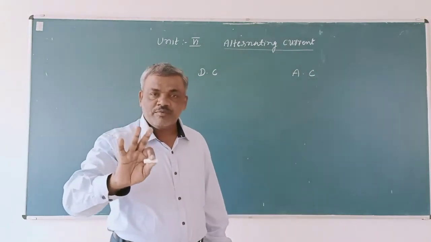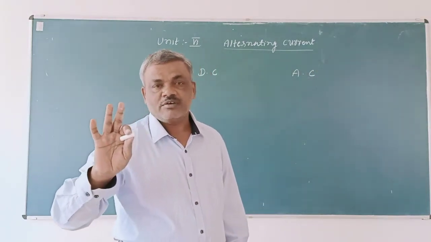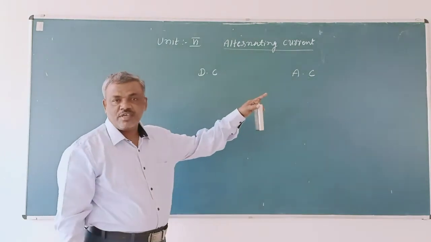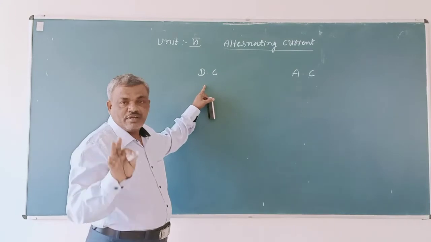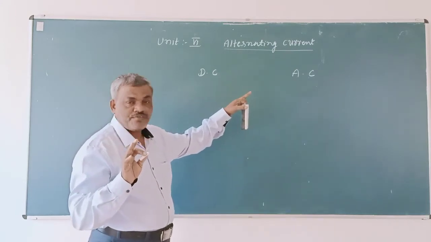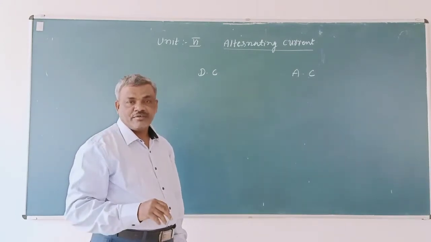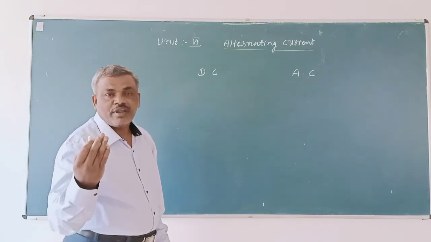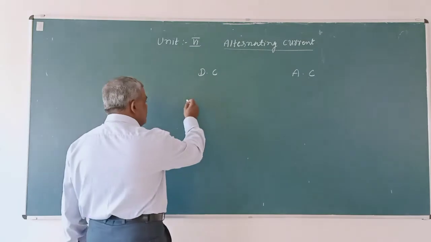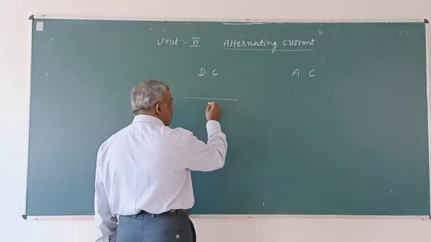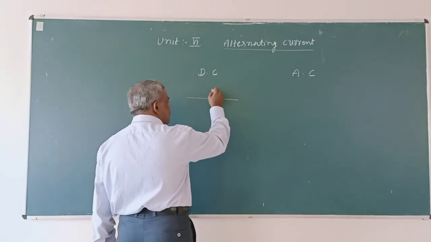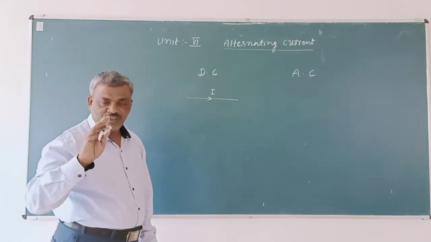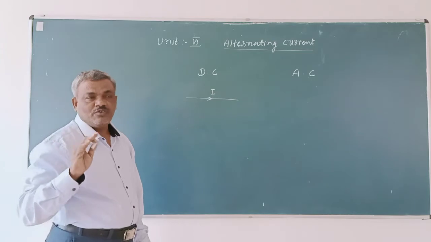Friends, there are mainly two types of current here. One is DC, another one is AC. DC, direct current. AC, alternating current. In DC, the direction of flow of current remains the same. So far we have studied DC electrical circuits.